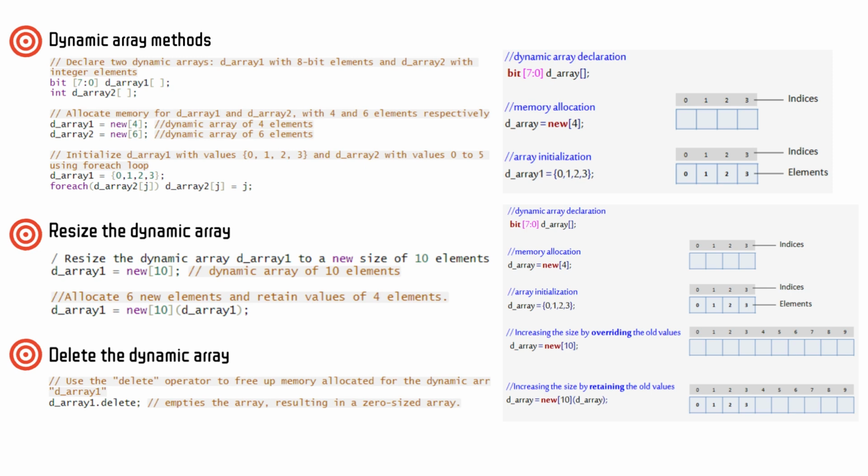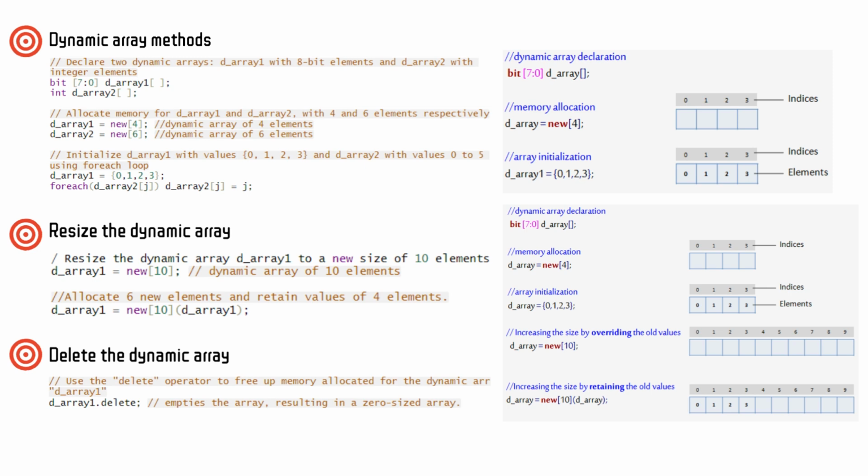Once you have allocated memory for a dynamic array, you can initialize the array by assigning values to each element. For example, you can initialize the_array1 with the values 0, 1, 2, 3 and the_array2 with the values 0, 1, 2, 3, 4, 5 using the following syntax. the_array1 = '{0, 1, 2, 3}; foreach the_array2[j], the_array2[j] = j.